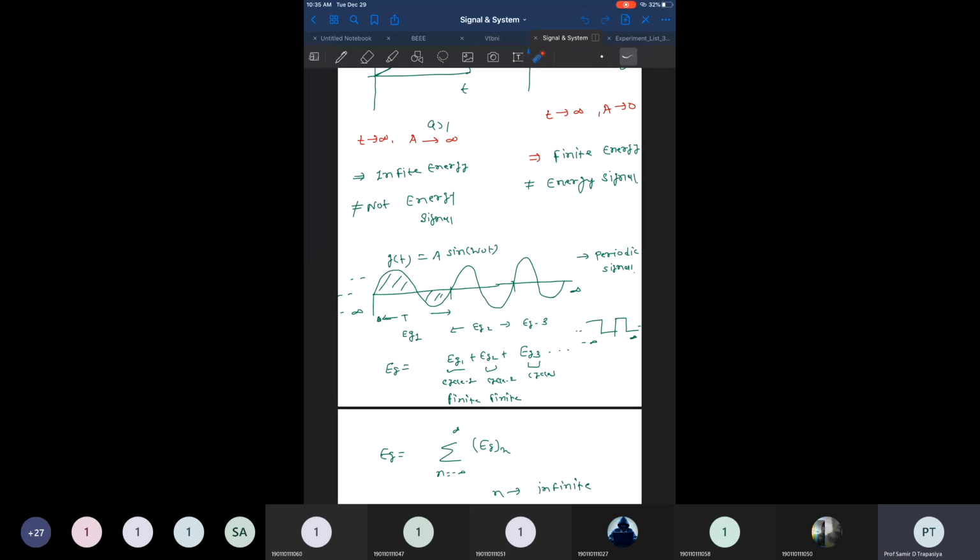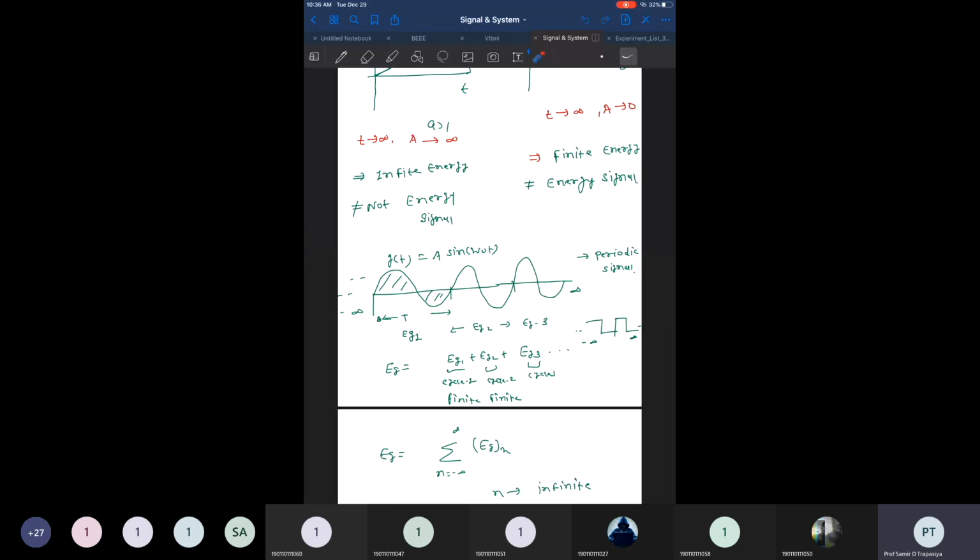If we find the energy for every cycle, energy for the first cycle is E1, energy for the second cycle is E2, and consecutively we can find the energy for all the cycles. So energy for one cycle may be finite, and energy for the second cycle may also be equal or finite. But if we consider energy for all, then finally there are an infinite number of cycles present. So if finite numbers are added an infinite number of times, it becomes infinite, right? So that's why the energy is infinite for any periodic signal.